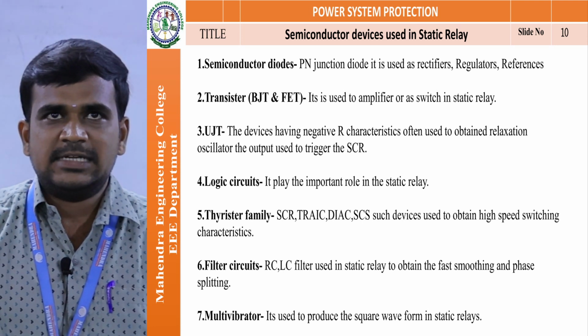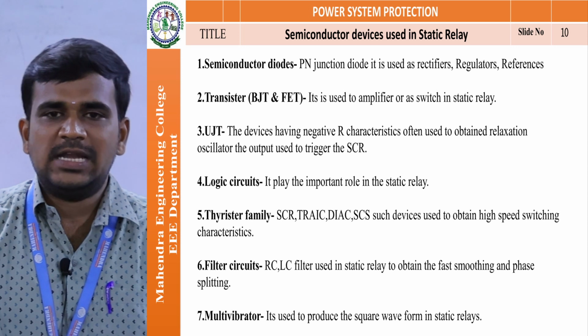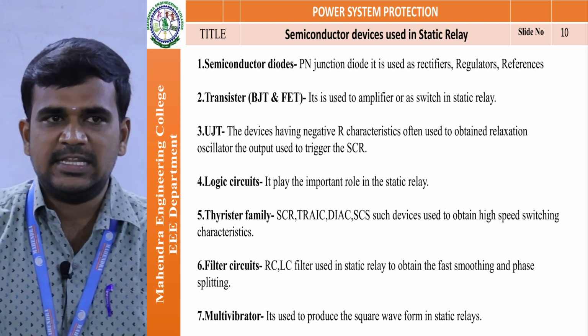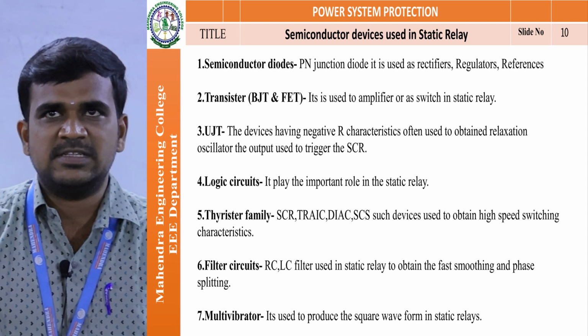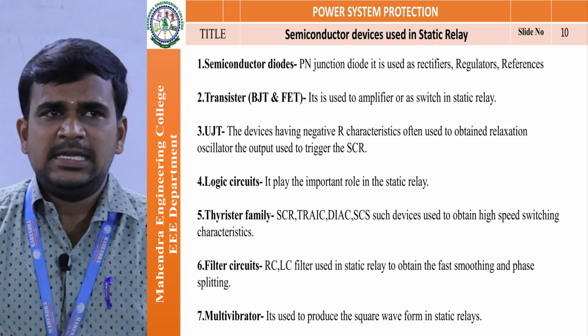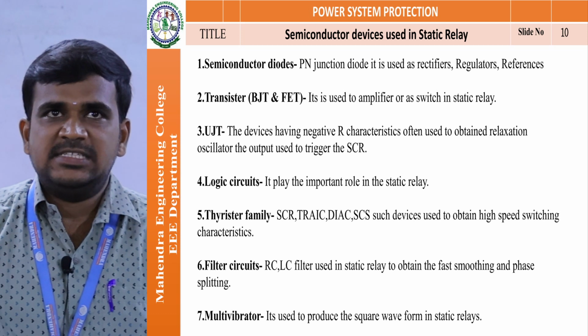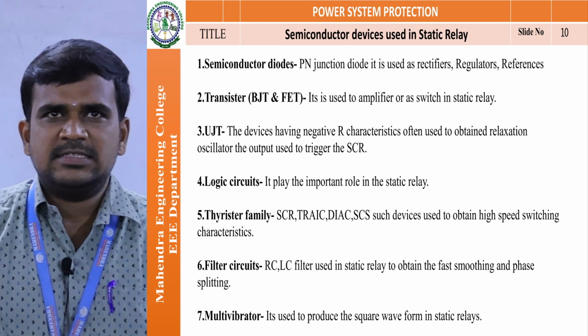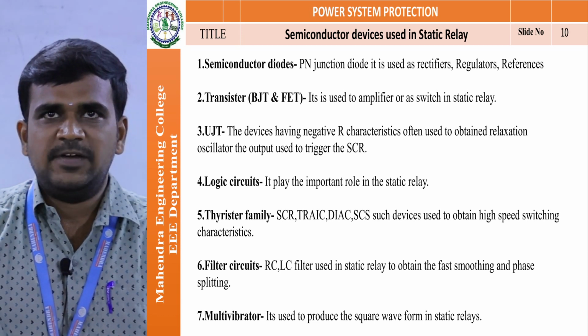Number one, semiconductor diodes. The PN junction diode is used as a semiconductor diode. It is used to rectify the signals and regulate the signals, and it is used to take the reference. Number two, BJT and FET. BJT is nothing but one type of transistor. It is used as an amplifier or switch in a static relay.